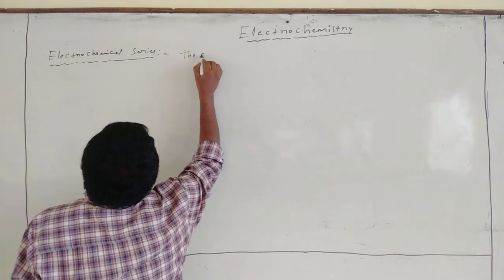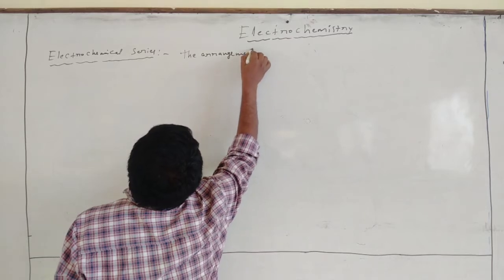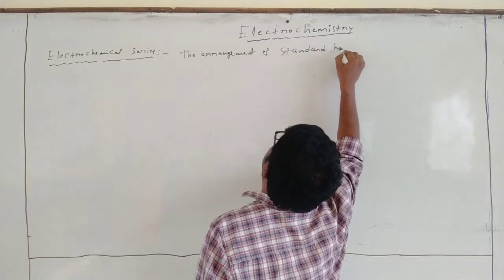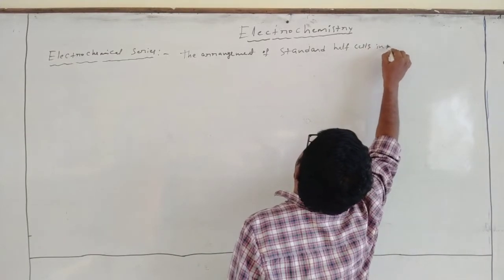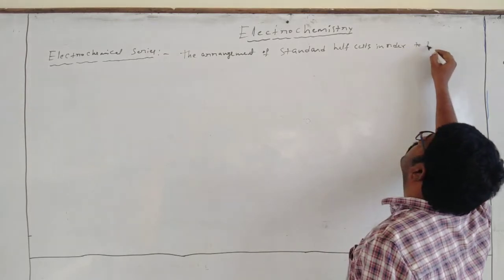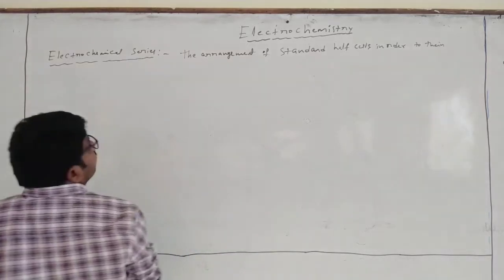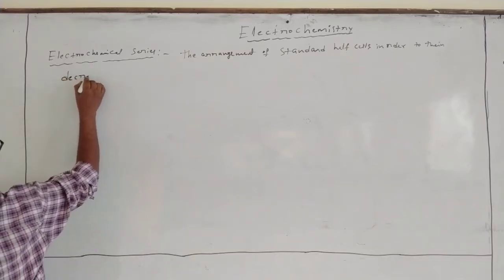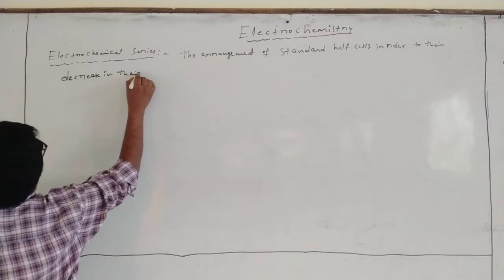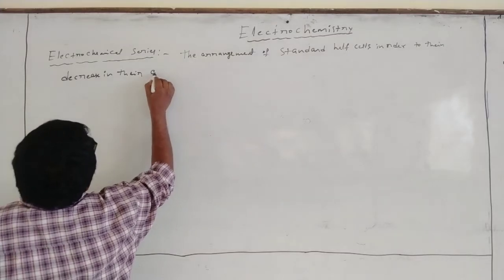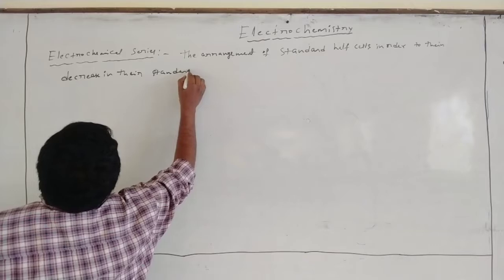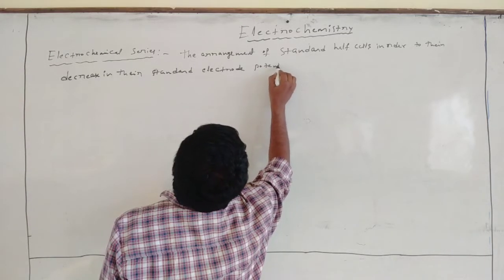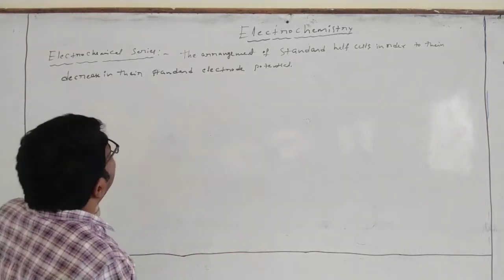So the arrangement of standard half cells in order of decreasing their standard electrode potential, that is called the electrochemical series.